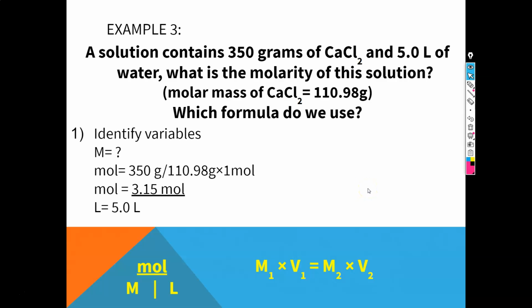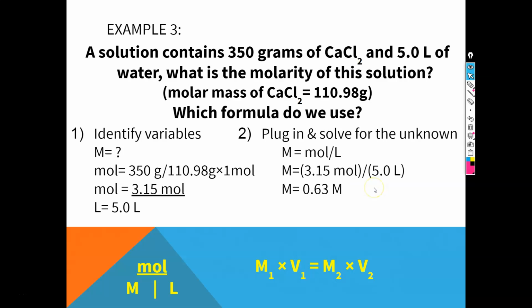So calculating moles, given liters, I'm going to solve for molarity, and so my equation I'm going to use is molarity is equal to moles over liters. Plugging in my numbers and solving by division, I'm going to get molarity is equal to 0.63 capital M.